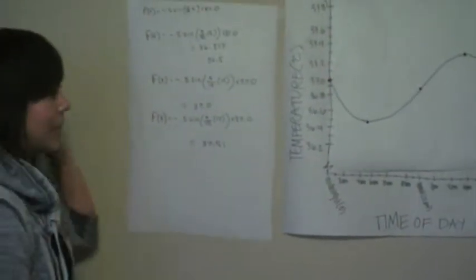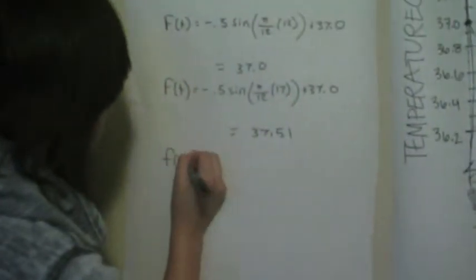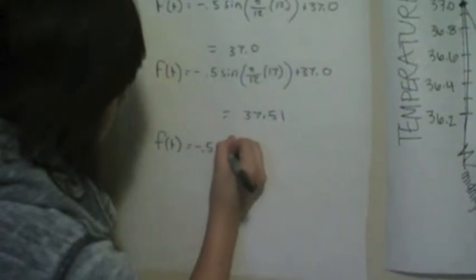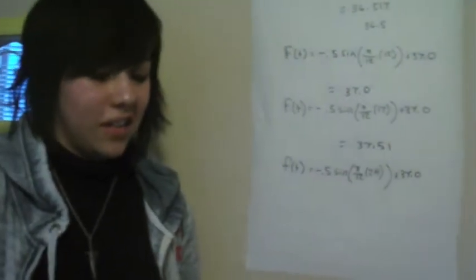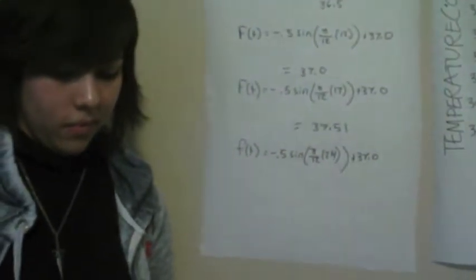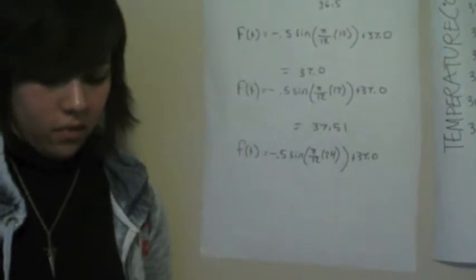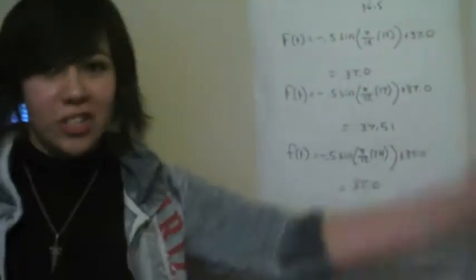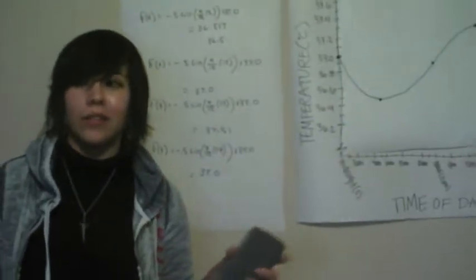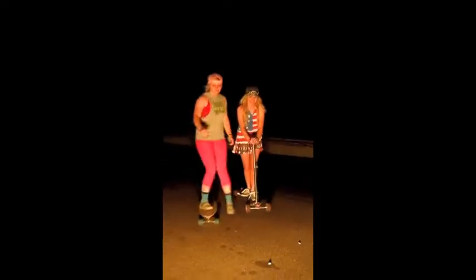Our next point is 24, which is midnight. I'm going to replace it again, and again we are going to plug that into our calculators, which equals exactly 37.0. Matching our data again. Here's the final clip.